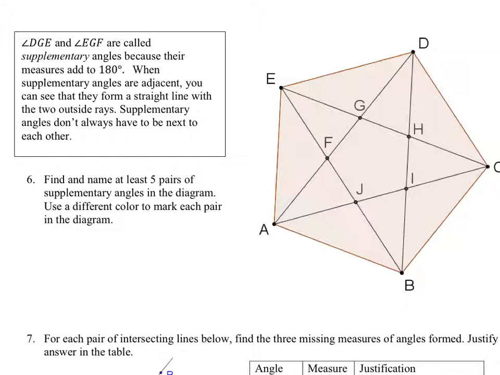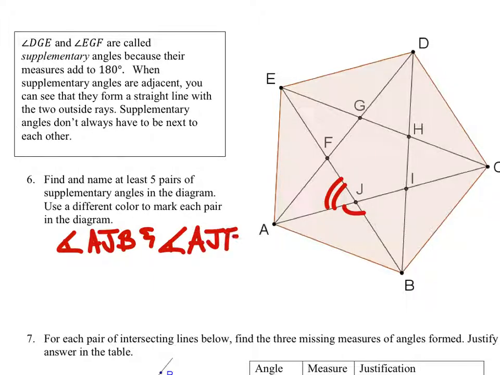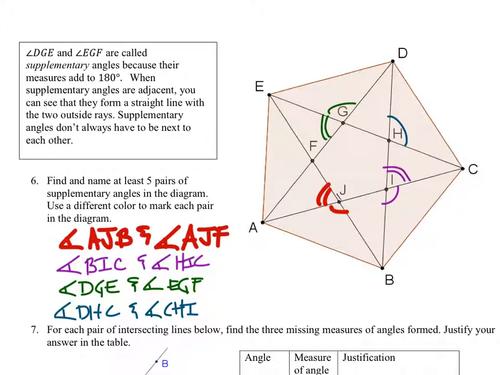Alright, so we're looking for any angle pair that will give us a straight line on these. So for example, I've got angle AJB, which is right here. And this would be supplementary with this angle right here, which is angle AJF. Bam. These are supplementary because they give us a straight line right here. So yeah, we got angle AFE and EF. Alright, so we do have our 5 angle pairs right here that give us supplementary angles.